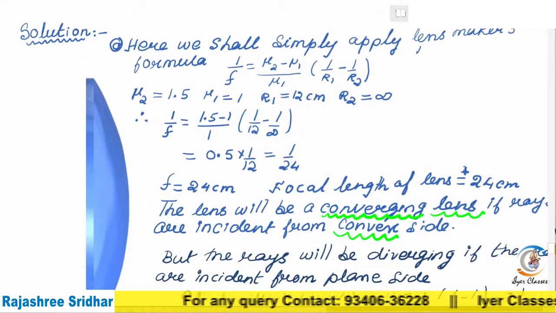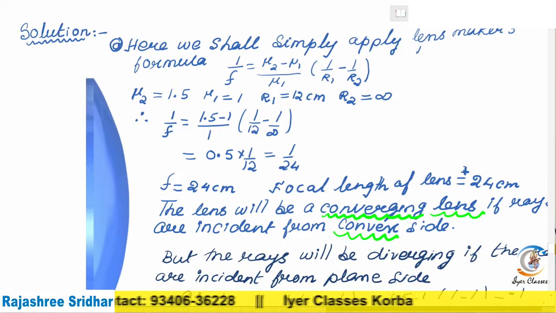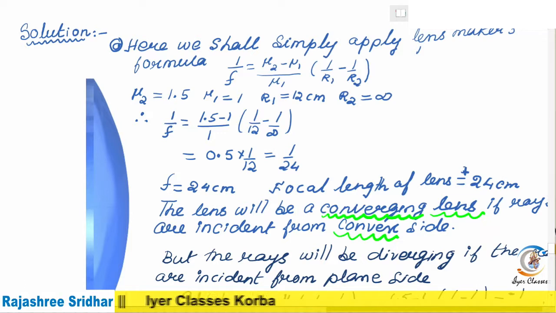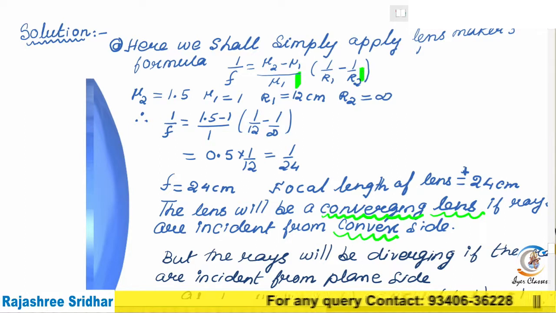So here we have to simply apply the lens maker's formula. 1/f is equal to (mu2 minus mu1) divided by mu1, multiplied by (1/r1 minus 1/r2), right?